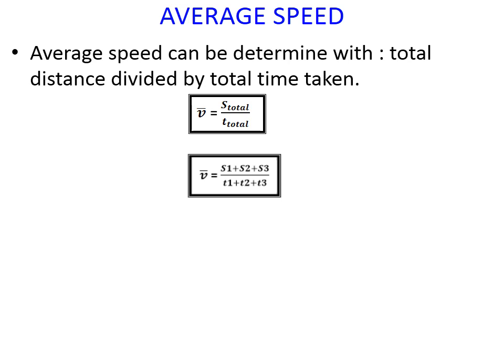Because s equals v times t, average speed can be written as v1 times t1 plus v2 times t2 plus v3 times t3 per t1 plus t2 plus t3. To get more understanding about average speed, now we will see example 1, example 2, and example 3. Now let's see example 1.